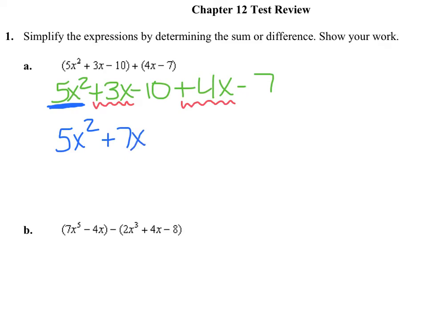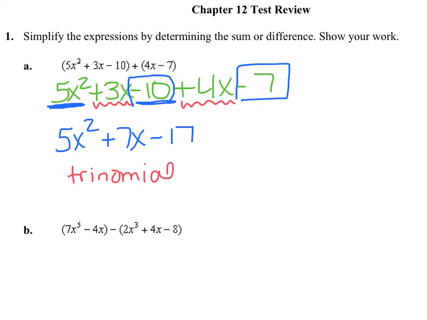And then the last thing I need to do is go through and see what's common with this negative 10. So I've got a negative 10 and a negative 7. When I combine a negative 10 minus 7, that gives me a minus 17. So this would be a trinomial, is what we would call it. A trinomial, degree of 2. And it is definitely in standard form because it's the highest degree first.